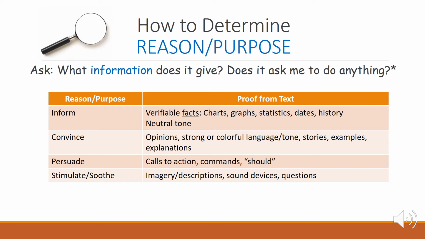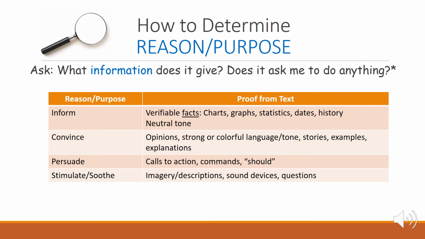So how do you determine the purpose? Again, we're asking ourselves, well, what is it made of? And also, what is it not made of? So think about what information the text gives you. On the screen, you'll see a chart that gives you some partial examples of things to look for. If a text is very factual, and especially if it reports those facts through diagrams or other visuals, or if it gives you specific dates and events from history with a neutral tone, it's probably just trying to inform you.